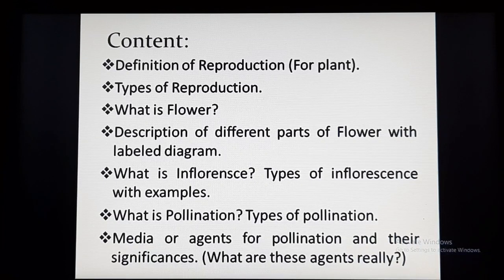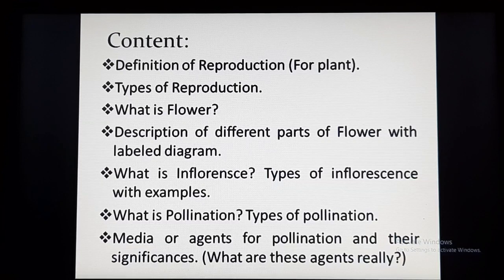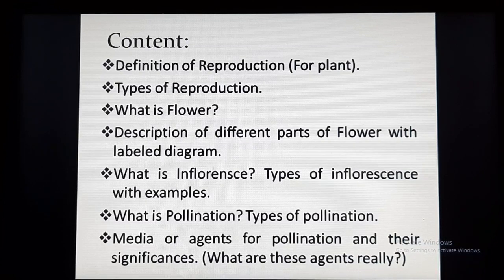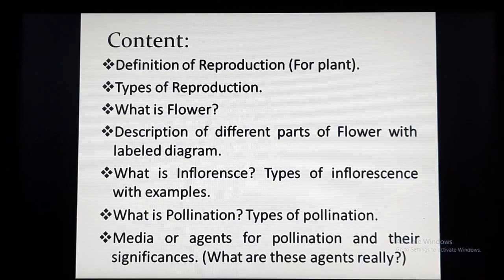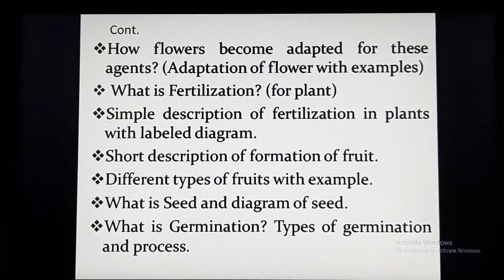First of all is the definition of reproduction for plants, types of reproduction, what is a flower, description of different parts of flowers with a labeled diagram, what is inflorescence, types of inflorescence with examples, what is pollination, types of pollination, and next one is media or agents for pollination and their significances. Next is how flowers become adapted for these agents.